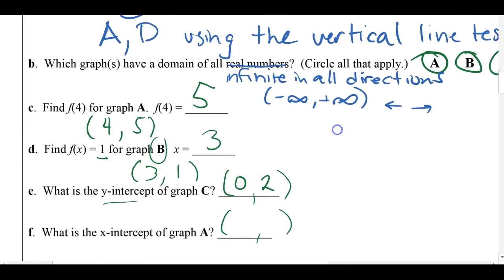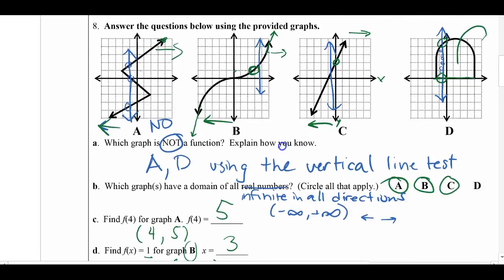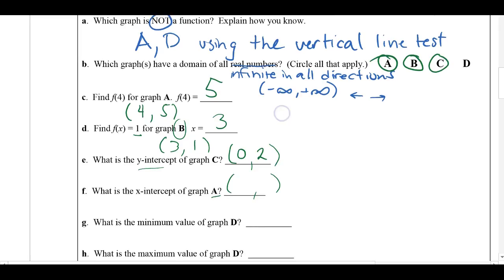Okay, now for x-intercept for graph A. Where does it cross the x-axis? Here's our x-axis, here's our y. And it looks like the line crosses right here at negative 1. Okay, so the x value is negative 1 because it crosses x at negative 1, and so that makes the y 0.